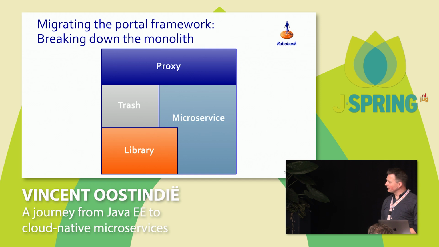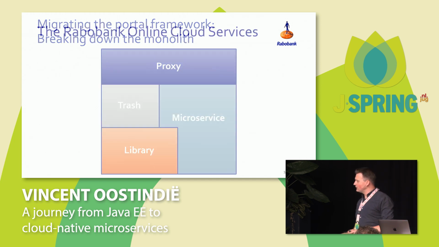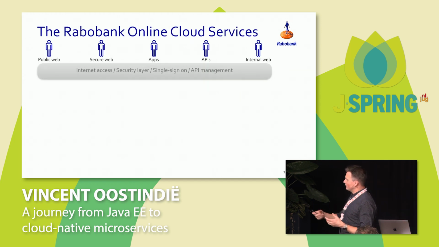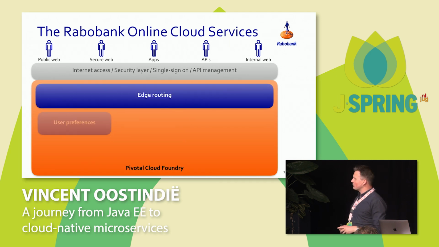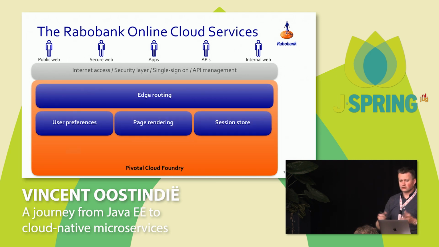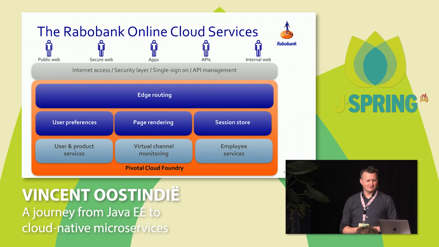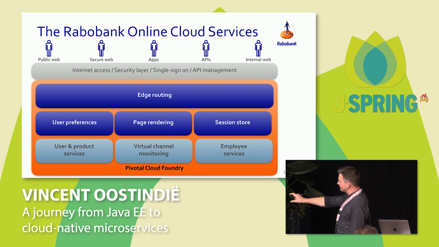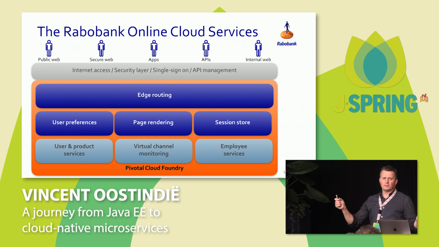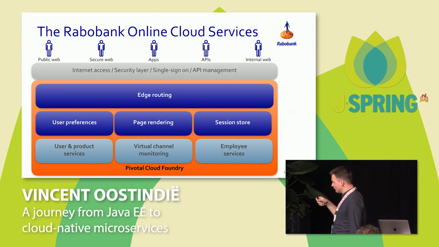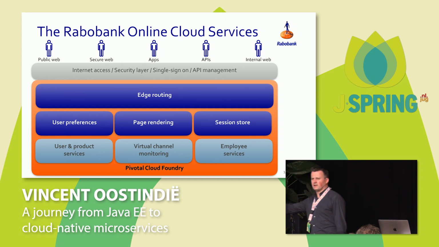So that's what we did. We did a lot of thinking and did a lot of trying, and we now have a set of services. The old portal framework is now called our Rabobank Online Cloud Services, or ROCs, because it rocks. That's not me who invented it. It was the team that came up with the name. And you see that a lot of features that were basically in our old portal framework are broken up and are available now as separate microservices. I'm not going to go through each and every one of those. For example, I can mention there's something like session store, right?